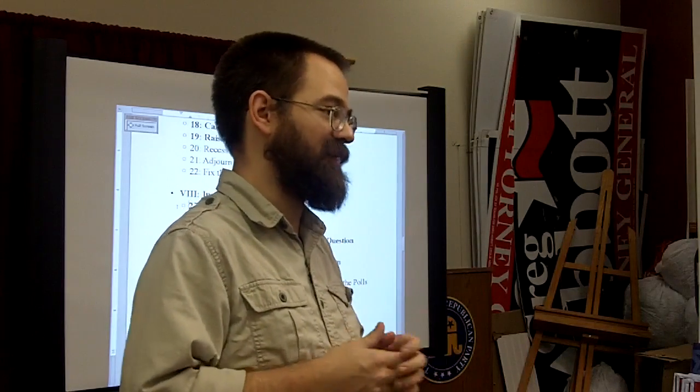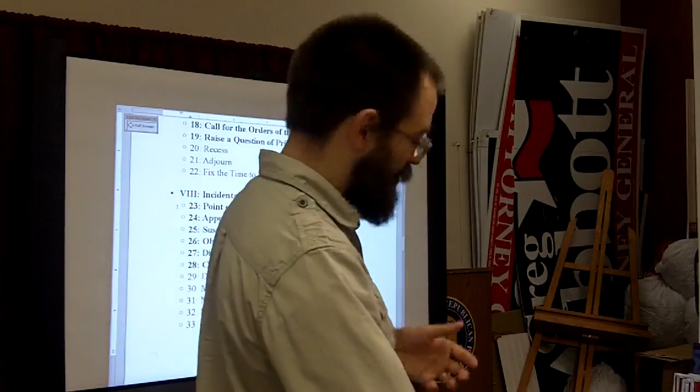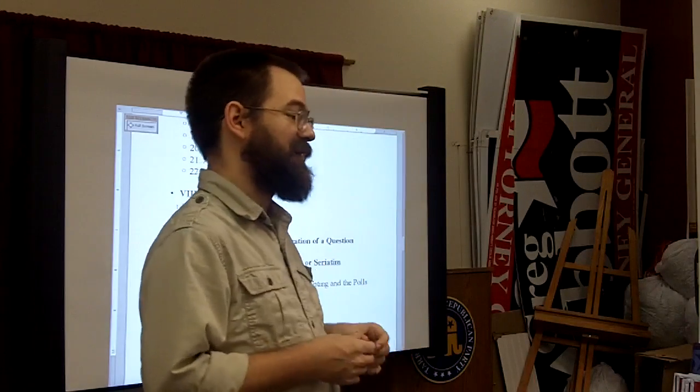Point of order is the rules are being broken and it requires the chair to make a ruling on something. To either sustain your objection or overrule it, or in parliamentary Robert's phrasing, your point of order is well taken or not well taken. It requires a ruling. But we're not in a courtroom and that ruling can be appealed.